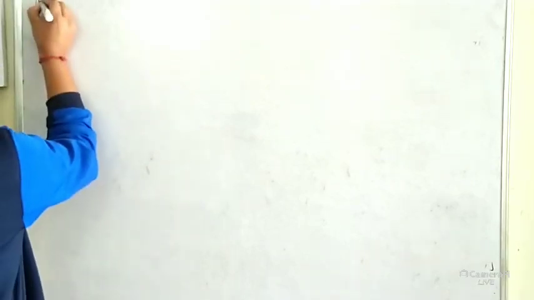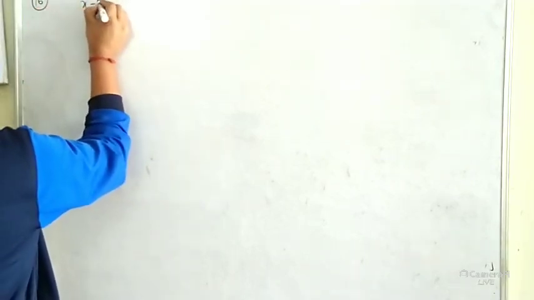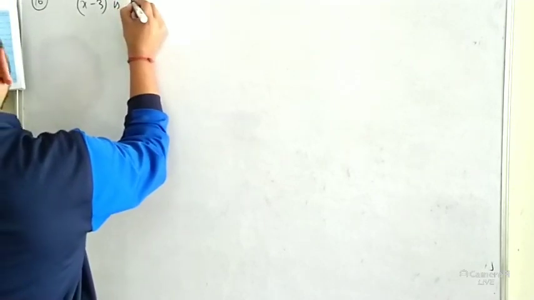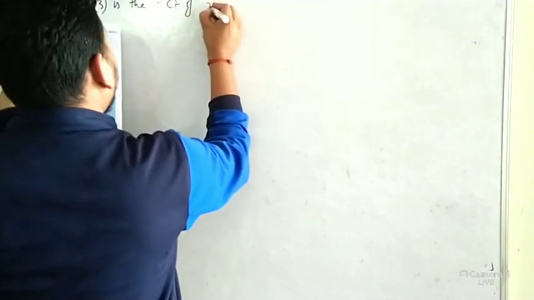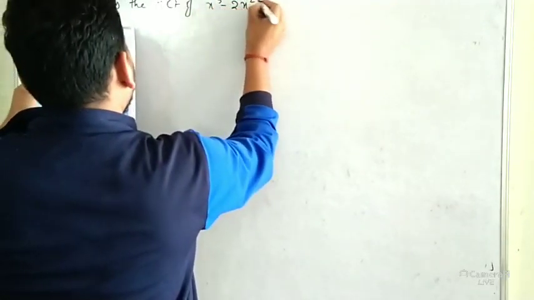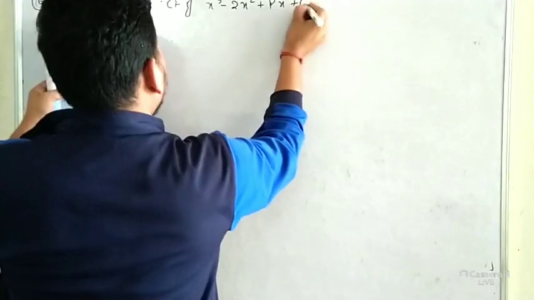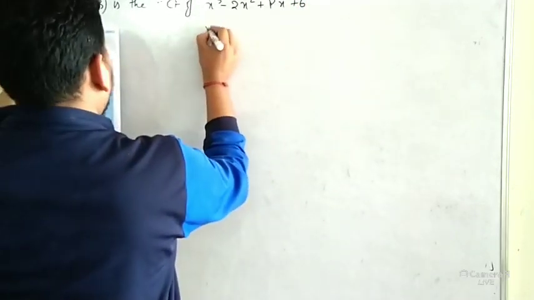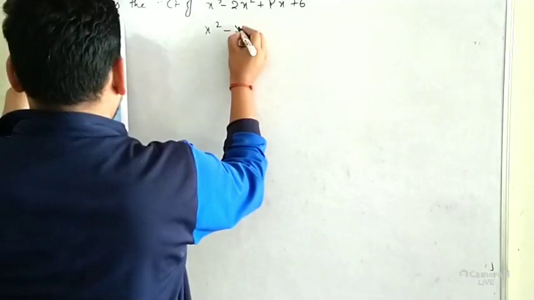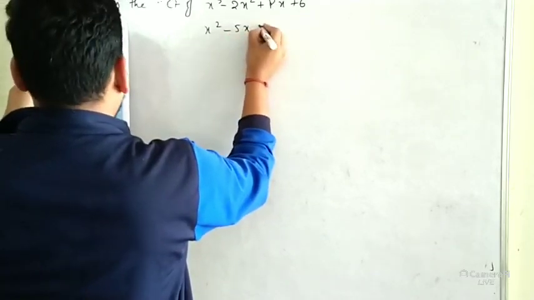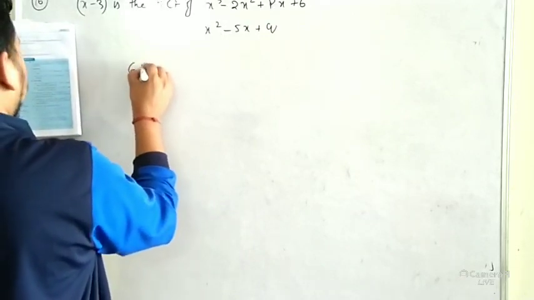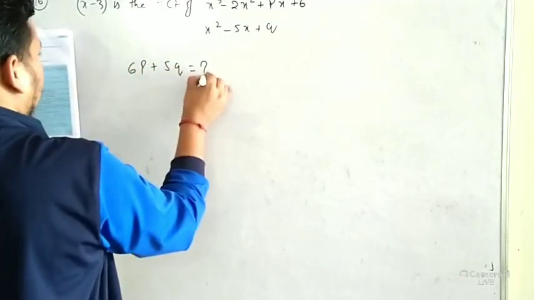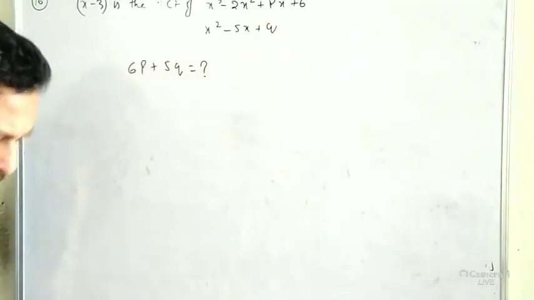Next, I am taking question number 16. It is given that x minus 3 is the HCF of x cube minus 2x square plus px plus 6, and the second one is x square minus 5x plus q. The question is to find the value of 6p plus 5q. This is also a very simple one.